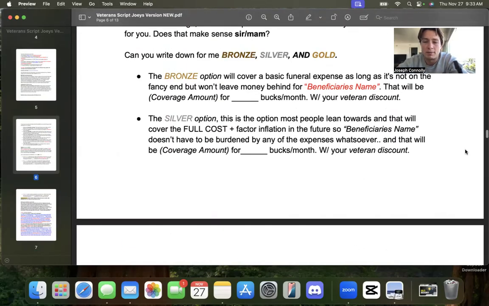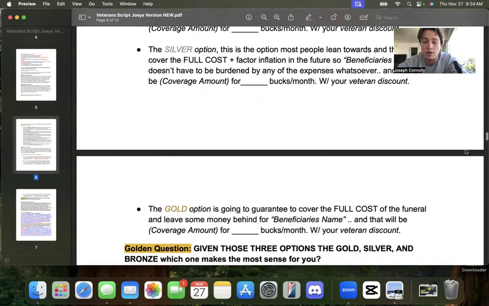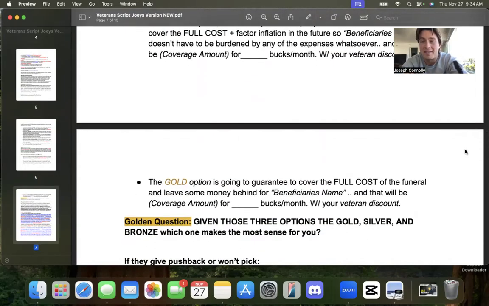So just to recap here, Mr. Bob, we have the bronze option. That's $10,000 of coverage, $20,000 accidental, for $75 a month. Next would be the silver option. That was $15,000 of coverage, $30,000 accidental, for $100. And then lastly was the gold. The gold was $25,000 of coverage, $50,000 accidental, for $150. Given those three options, the gold, the silver, and the bronze, which one would make the most sense for you?